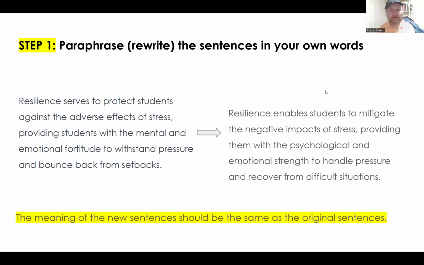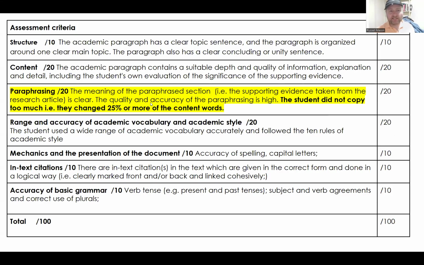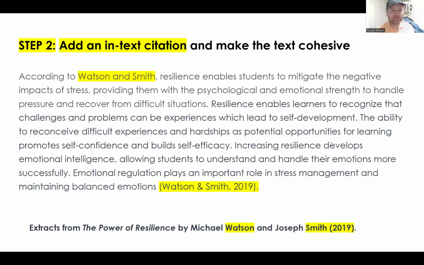Okay, so stage 1 is paraphrasing the sentences. So you need to keep the meaning the same as the original sentence. Of course, you can summarize a little bit, omit some of the detail, but the general idea is that the meaning should be the same. So don't leave out anything important from the original sentence. Paraphrasing is here on the assessment criteria. So we're thinking about quality and accuracy, and the meaning should be the same, and you should change 25% or more of the content words.